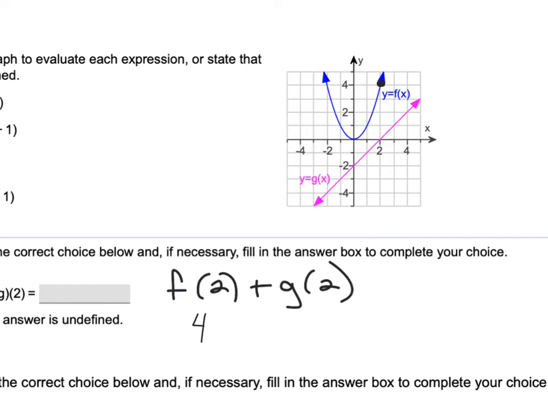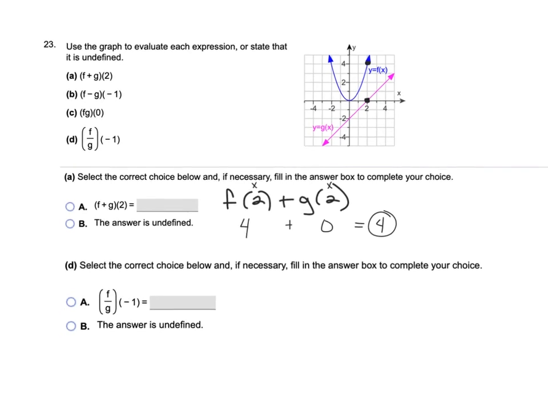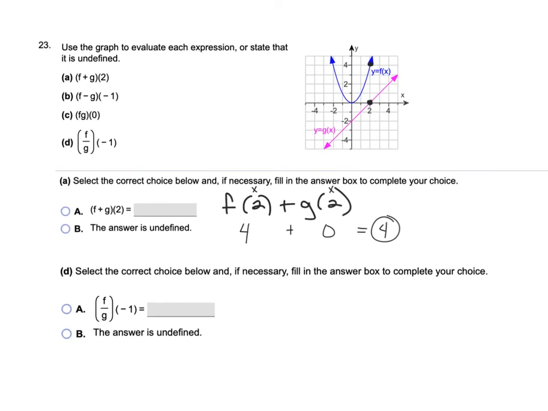Okay, now g of 2, same thing. This represents x, right? So when x is 2, find the point on the g graph, which looks like it's right there. And your y value is your answer, so that would be 0. So I have 4 plus 0 is 4, and that's my answer. So I'll zoom back out. There we go.